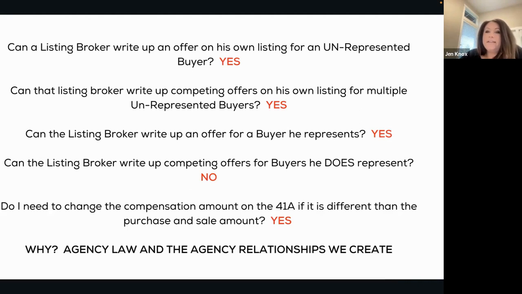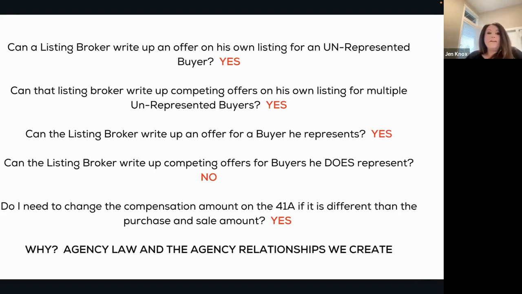Yes. If you have a seller with a buyer that just walks in, the buyer can remain unrepresented. What do we need to do to make sure that we are fulfilling our duties? We need to give them the agency pamphlet in this case.